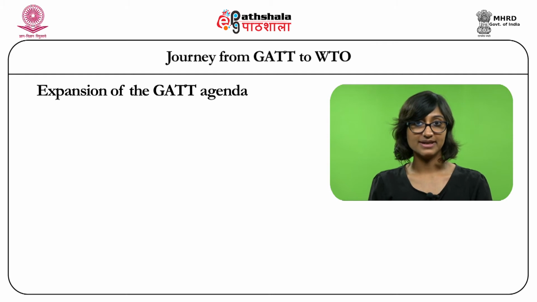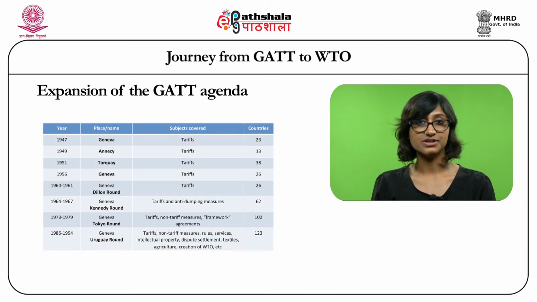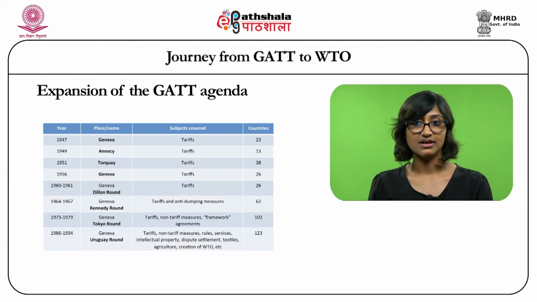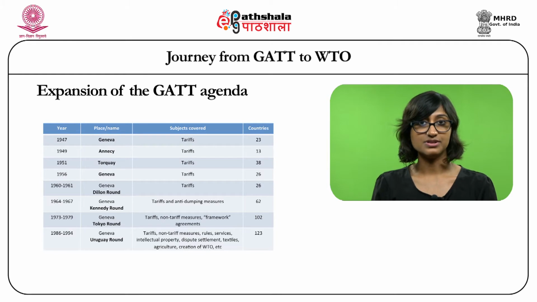There were multiple trade rounds of negotiations from 1947 till 1994, which are listed below. In 1947, negotiations took place in Geneva. The main subject covered in this round of negotiations was tariffs, and 23 countries participated. Subsequently, in 1949, the negotiations took place in Annecy, and again the main subject of negotiation was tariffs, but the number of countries had reduced to 13.